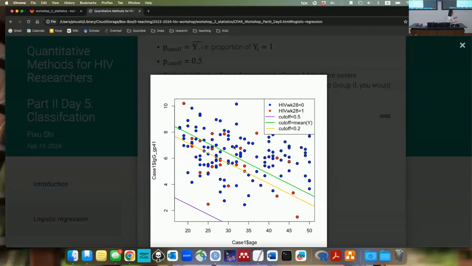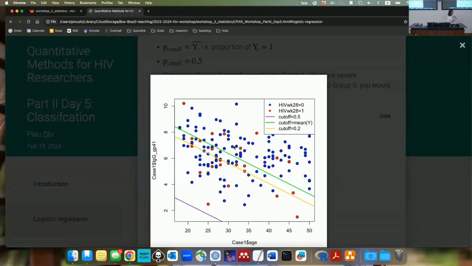The proportion of infected is about 16% here. So it's saying that if your predicted probability is above 16%, then you're going to be classified as infected. So that's the line here. On this side are all the patients classified as infected. On the other side are all the patients that are classified as uninfected.